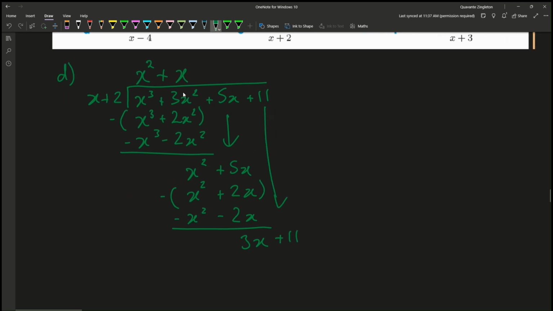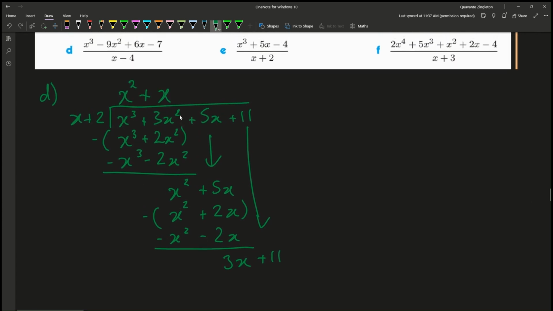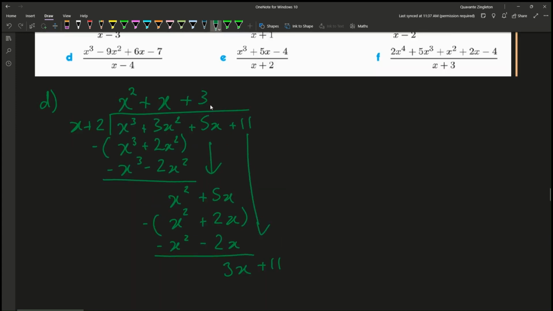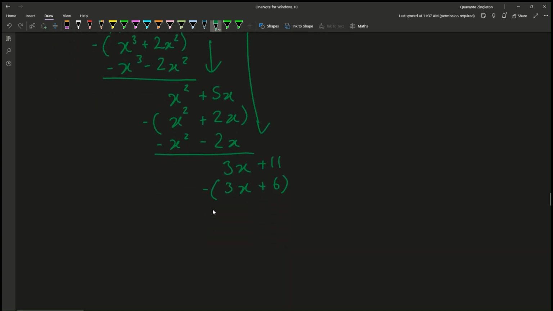positive 11. Same thing. What times x equals 3x? That's just 3. Okay, so I put a 3 there. Now I do my minus. 3 times x equals 3x. Now 2 times 3 equals positive 6. Right, I factor in my negative, so I get minus 3x minus 6.